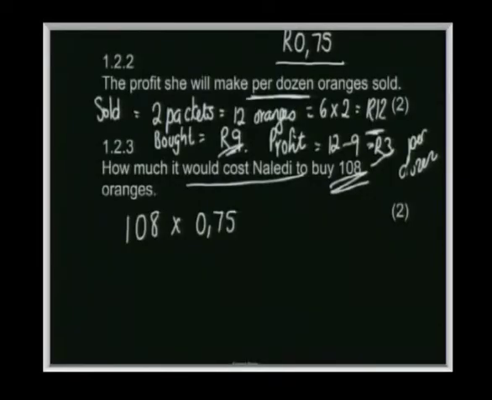I would always write it as rands because I want my answer as rands. If I had written it as cents, then my answer would be in cents, and I would need to convert it back to rands afterwards. And remember, if I'm converting from cents to rands, it's always divided by 100.